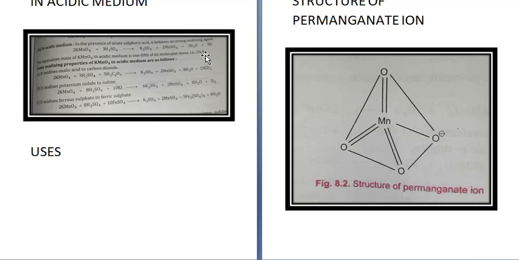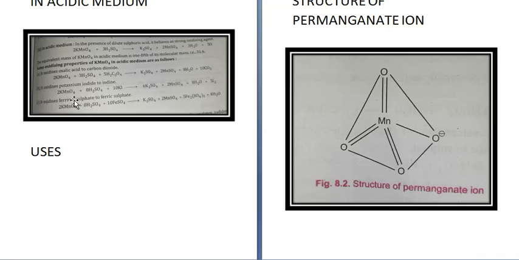In neutral and alkaline medium it gives you 1/3 of its molecular mass, and in acidic medium it gives you 1/5 of its molecular mass, so the value comes to 31.6. Some oxidizing properties of KMnO4 in acidic medium: first, it oxidizes oxalic acid to carbon dioxide. The reaction is 2KMnO4 plus 3H2SO4 plus 5H2C2O4, this is oxalic acid. It gives you K2SO4 plus 2MnSO4 plus 8H2O plus 10CO2.